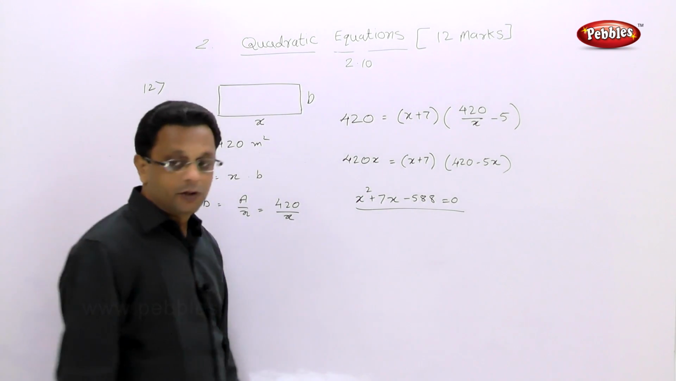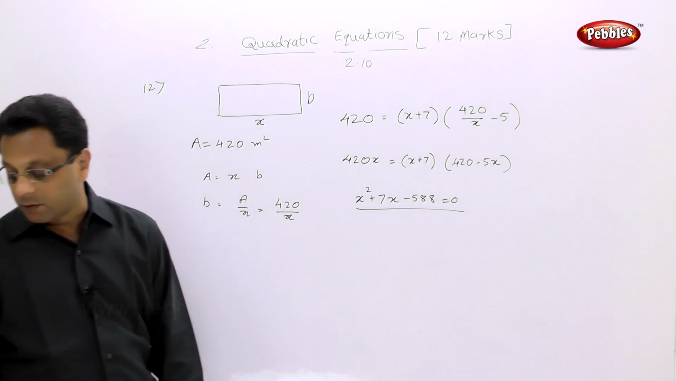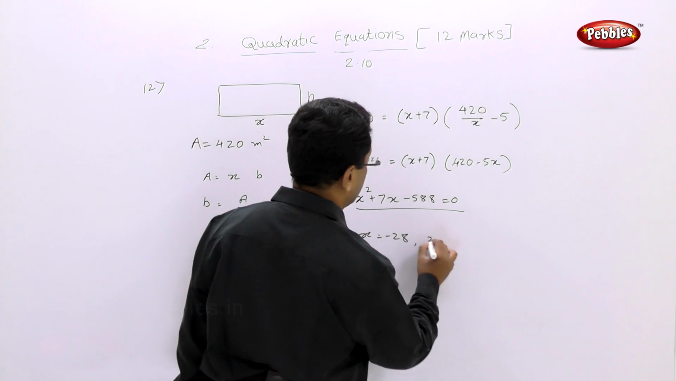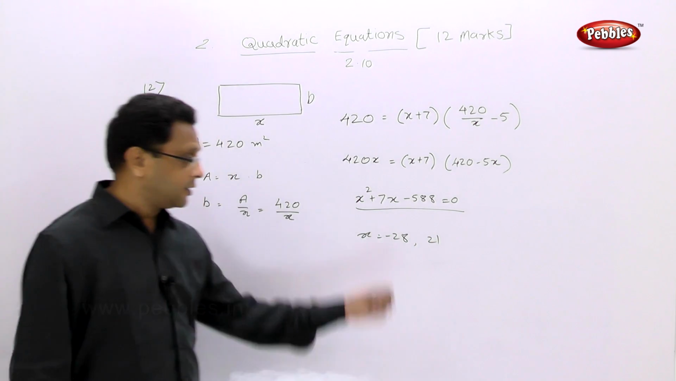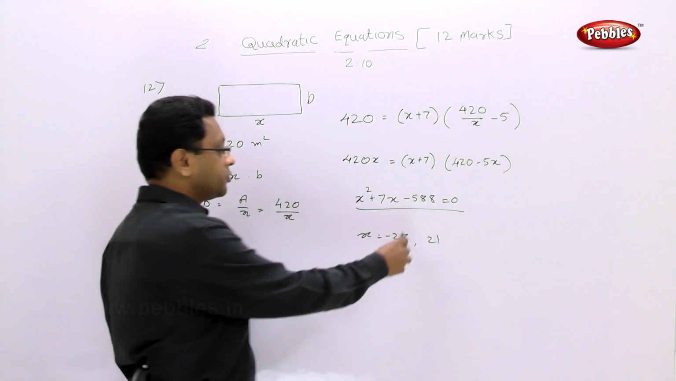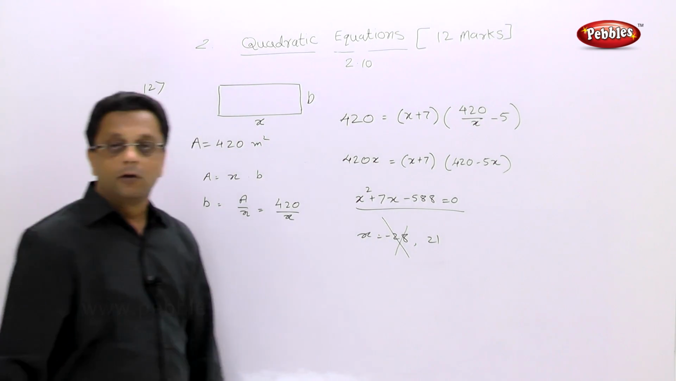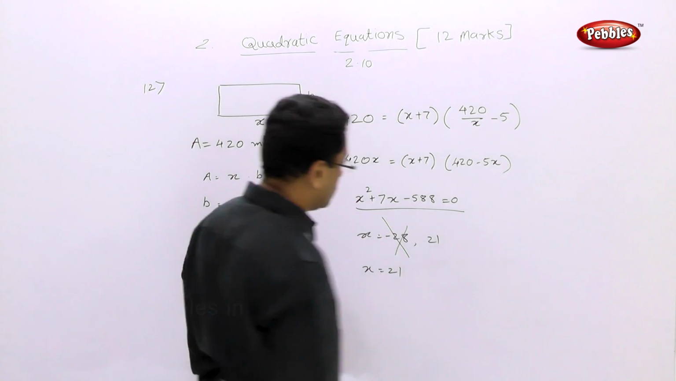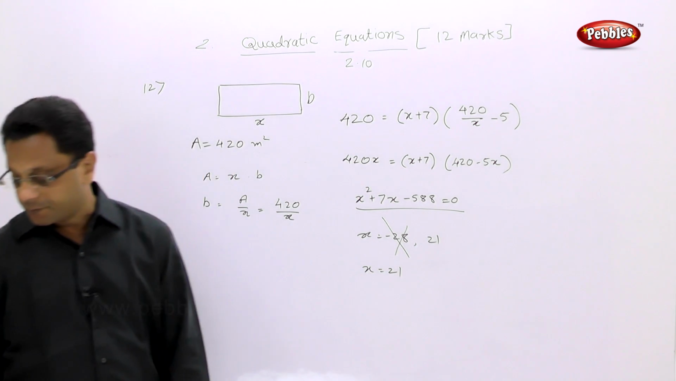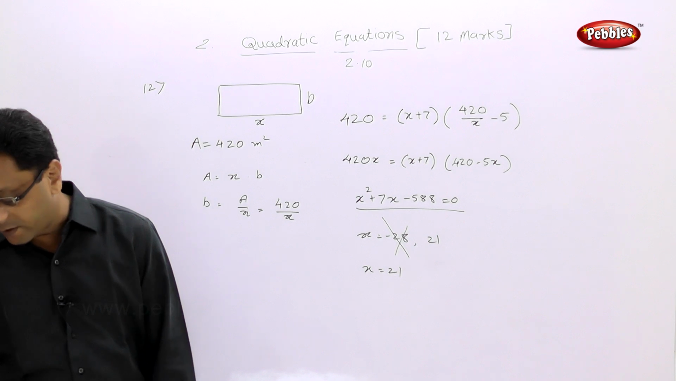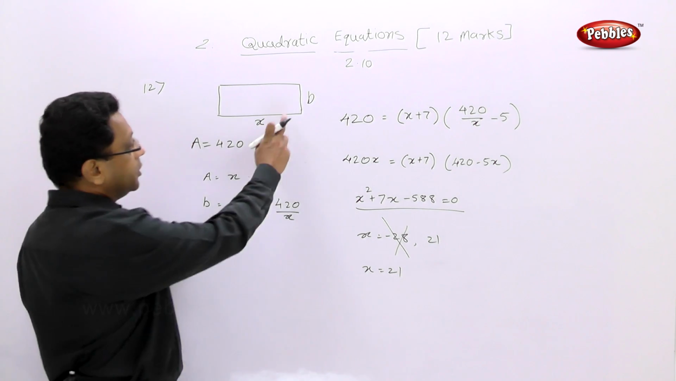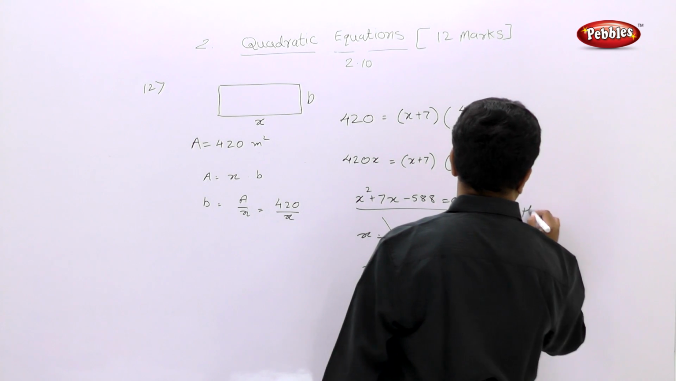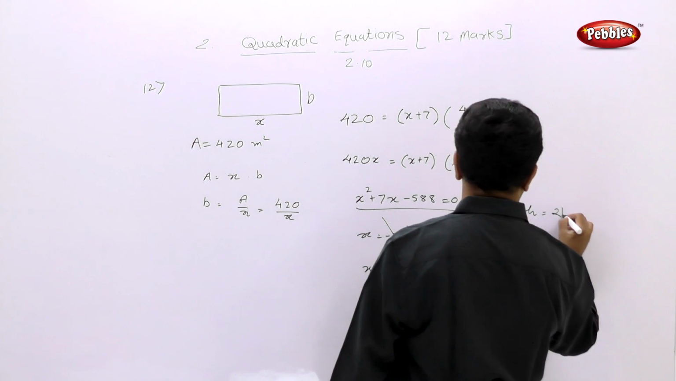Solve this quadratic equation and you will get the answer x equal to minus 28 and 21. As we know that this is a length, so minus 28 is not possible. So x is equal to 21. What is asked? Find the length and breadth of the playground. So we will write here that length is equal to 21.